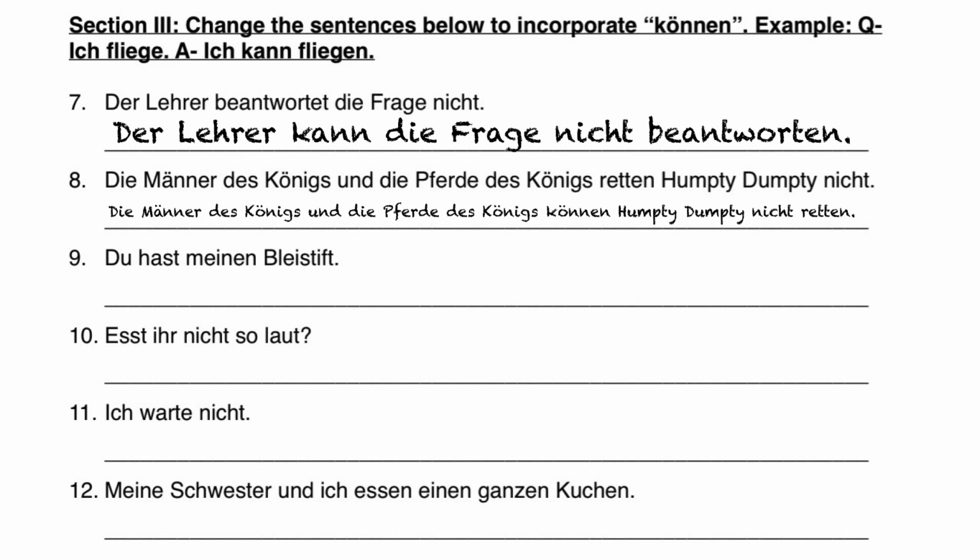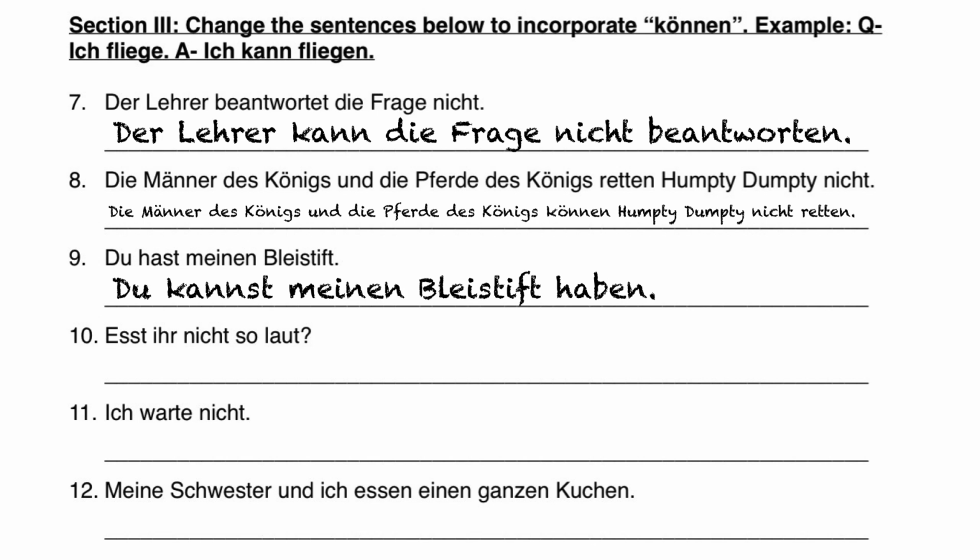Number 9. Du hast meinen Bleistift. Seems like a very accusatory kind of sentence, but it says, you have my pencil. If you want to say, you can have my pencil, then you would say, du kannst meinen Bleistift haben. Normally I would probably use dürfen in this sentence, but, you know, if you really want to be like that, you can use can in this sentence.